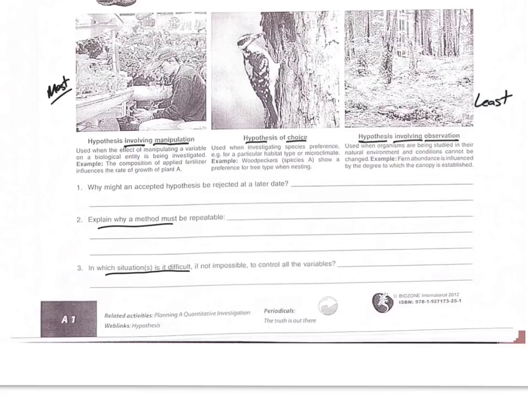That's when you're looking to see what, and you can read it. It says when used when investigating species preference. So what kind of habitat does this species of woodpecker like? Does that make sense? So it's just choice. What is it that this animal is going to choose? To go right or left? To pick mealworms or grubs? It's all up to the woodpecker.